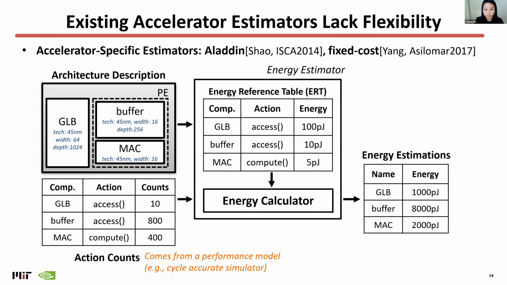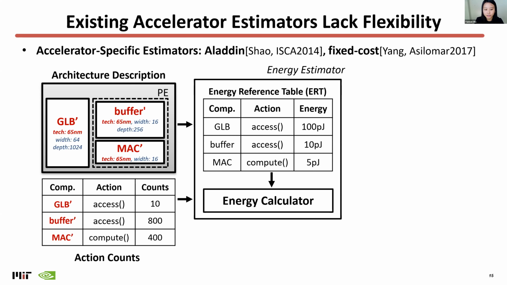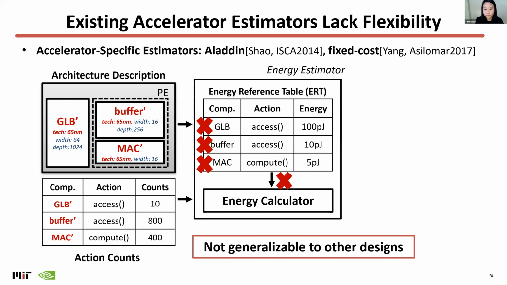So what is the problem? Imagine that we do want to change the architecture. For example, we want to change the technology node from 45 nanometer to 65 nanometer. So now we have a completely new architecture. However, with these existing tools, the corresponding energy reference table does not provide the necessary information for this new architecture because it was internally stored and fixed specifically for the old architecture. Therefore, with not enough information, these external estimators will fail to perform the energy calculation of the new architecture with the new technology node.